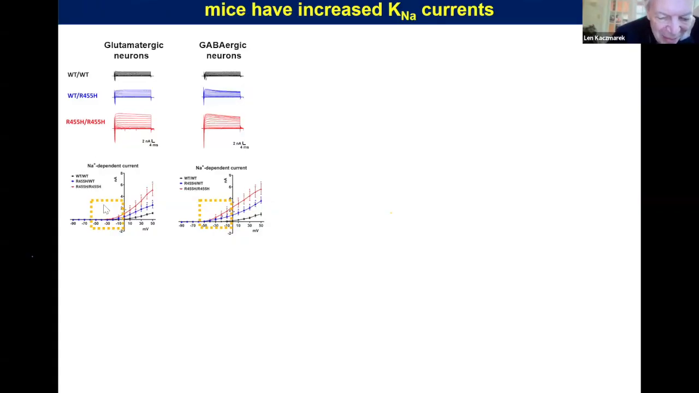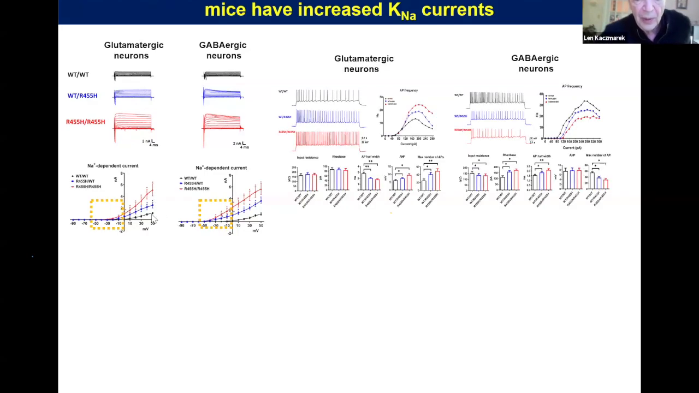In tiny little squares down here, if you plot the voltage at which these open, you'll see that in the excitatory neurons, they only start to open at very positive potentials, near around zero. In contrast, in the inhibitory neurons, they're already open at -40, -35 millivolts, much more negative potentials. And based on what I've just told you, the effect is predicted by what I told you.